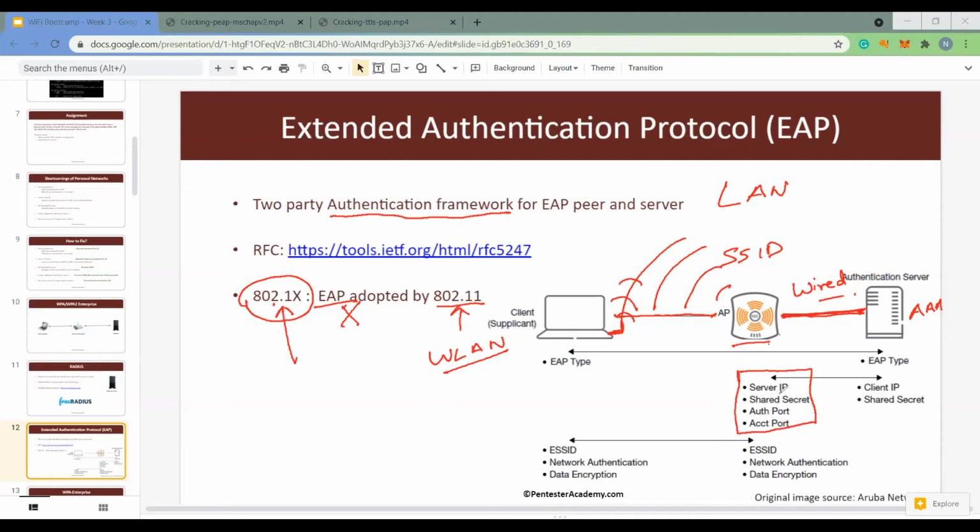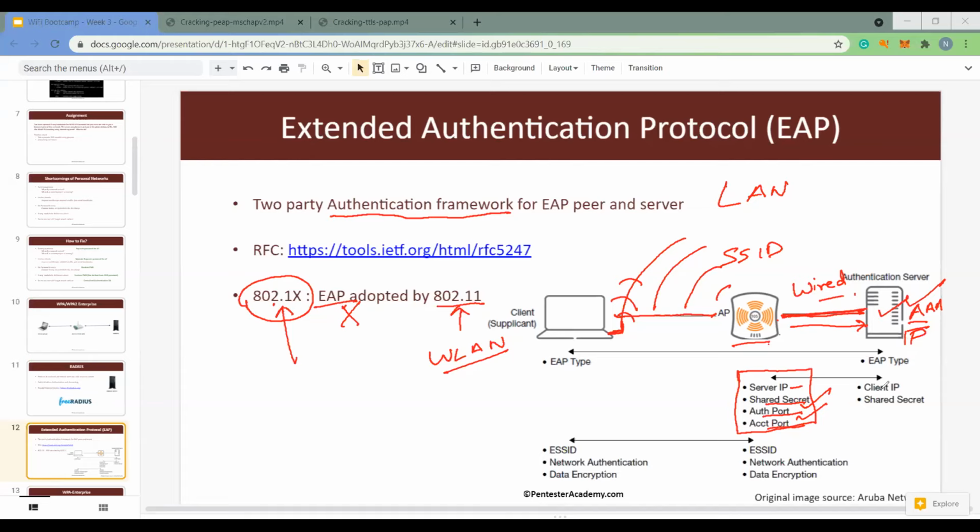So what are these settings? First one is the server IP, that is the IP of this AAA server. Then there is a shared secret. Obviously, because otherwise, how will the server validate that this is the real access point, right? Because it has the shared secret, whenever the access point sends a message, the server can authenticate that it is coming from a valid access point. Then there is the authorization port and accounting port. These are just the logical port numbers of this machine where authentication as well as accounting services are running. So this is the setting that is done on the access point side for the AAA connection.